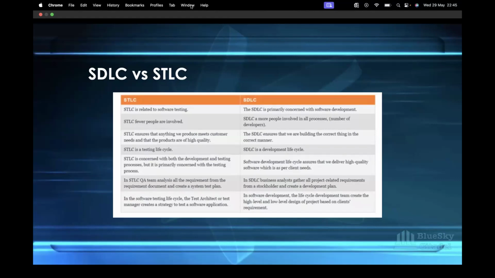So in summary, SDLC encompasses the entire software development process. This includes requirements gathering, designing, development, testing, deployment, and maintenance. Meanwhile, STLC specifically focuses on the testing phases within the SDLC. Like I said, STLC is a subset of SDLC, outlining the process and activities involved in ensuring that the quality and reliability of a software product is carried out. Which brings us to the next slide.